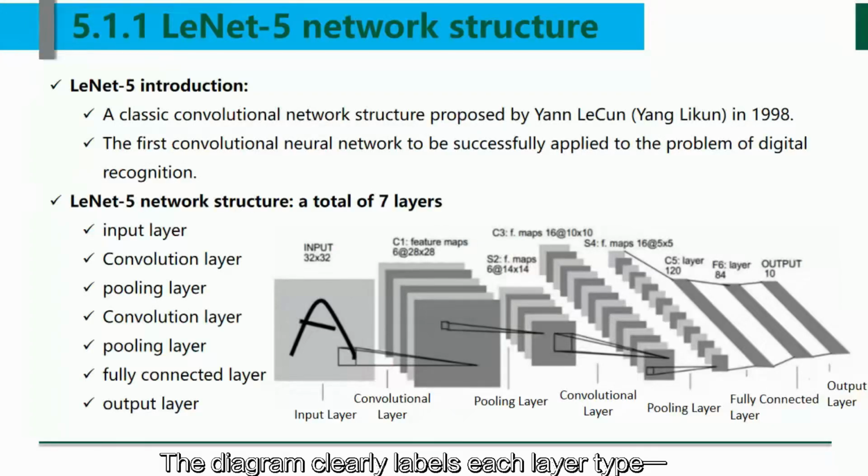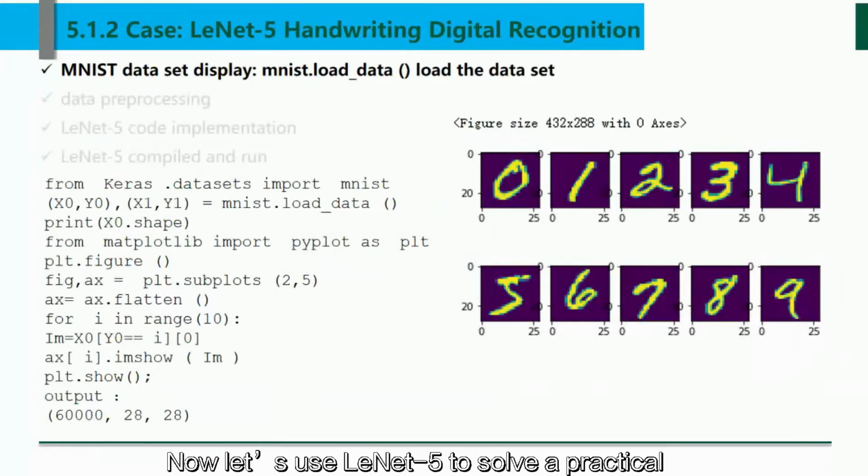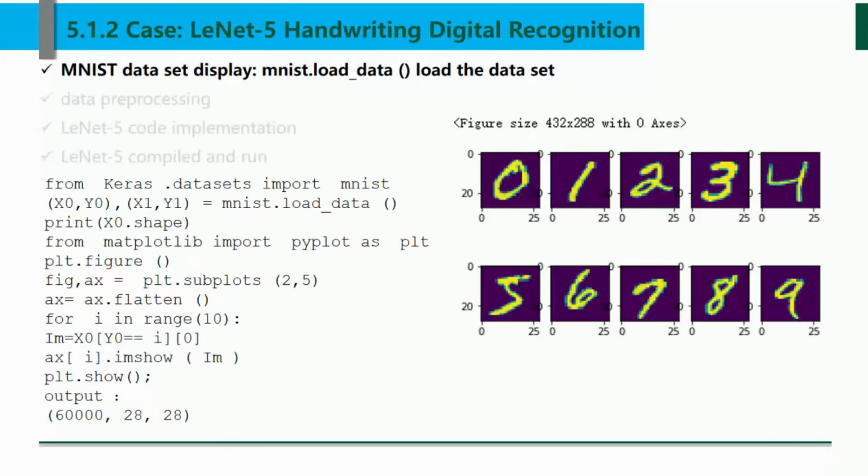The diagram clearly labels each layer type. Convolutional layers are marked in blue, pooling in green, and fully connected in orange, helping us visualize how data flows. Now, let's use LeNet-5 to solve a practical task, MNIST handwriting digit recognition.